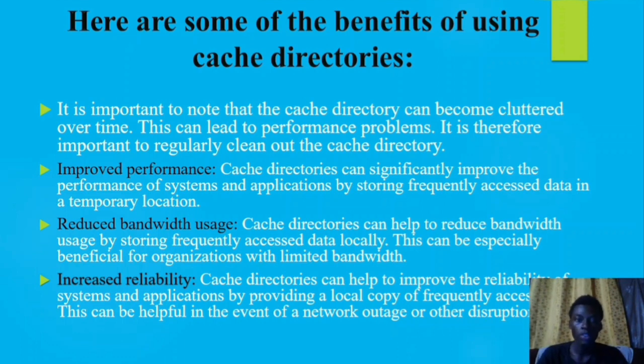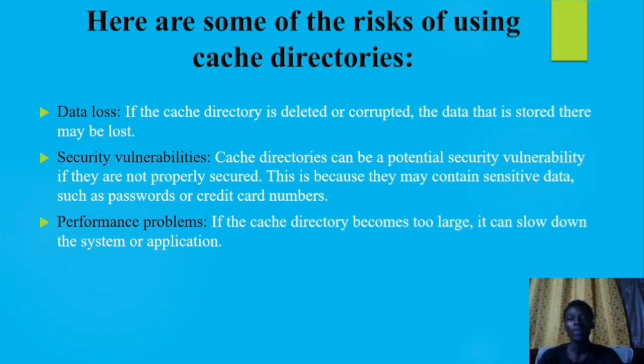So we are going to some of the risks of using cache directories. Data loss. If the cache directory is deleted or corrupted, the data that is stored there may be lost. So when there's a corruption or a file is deleted from the cache directory, the data may be lost.